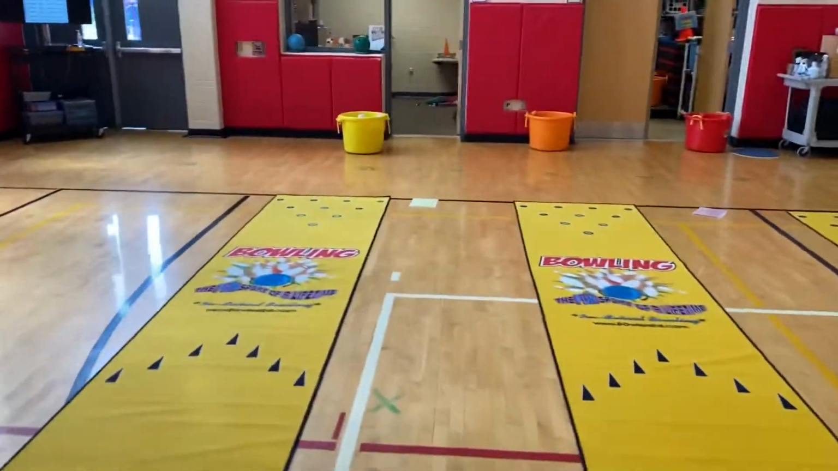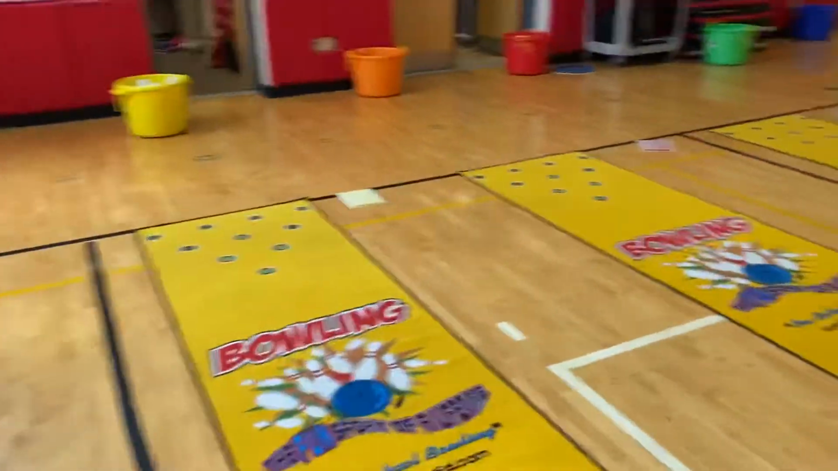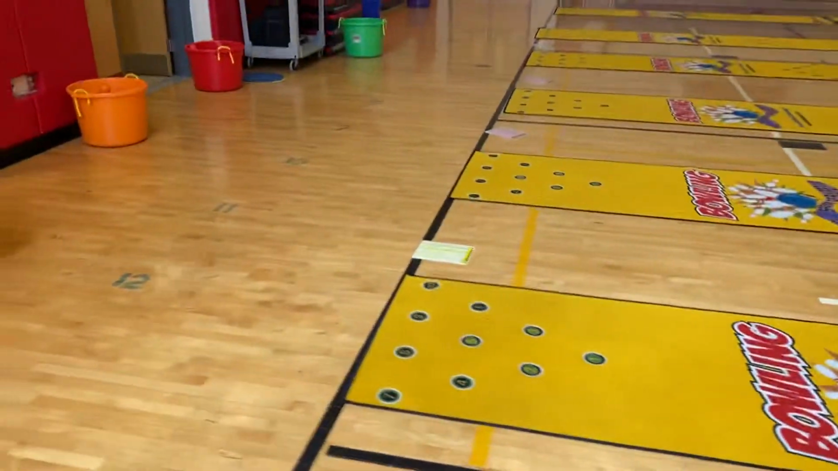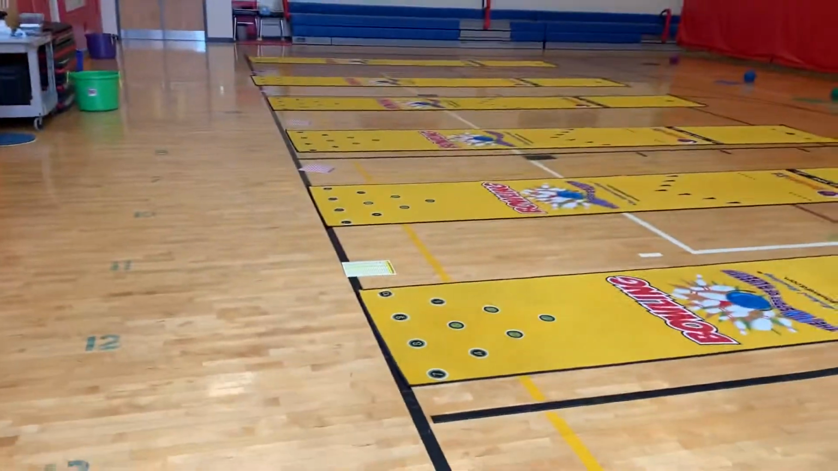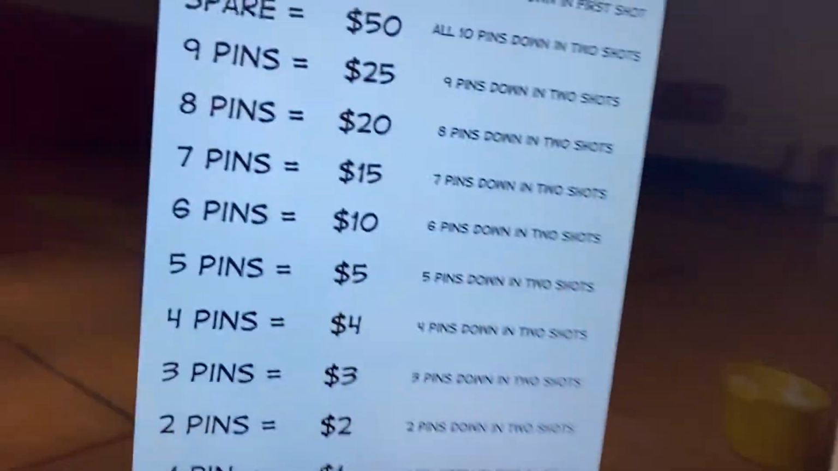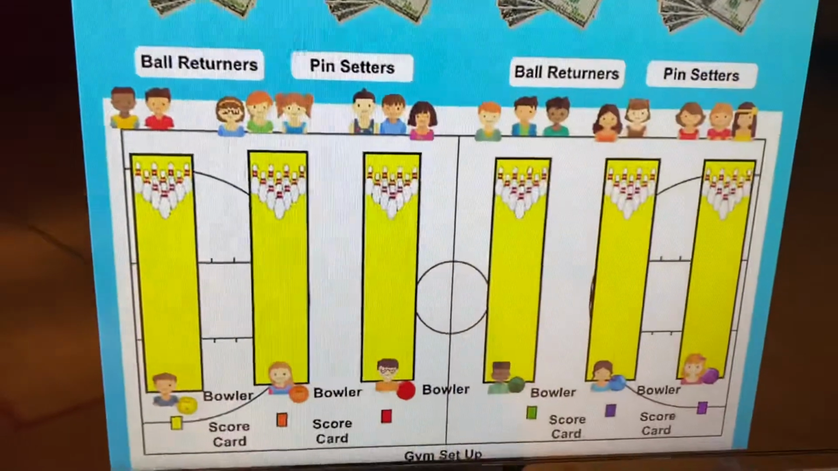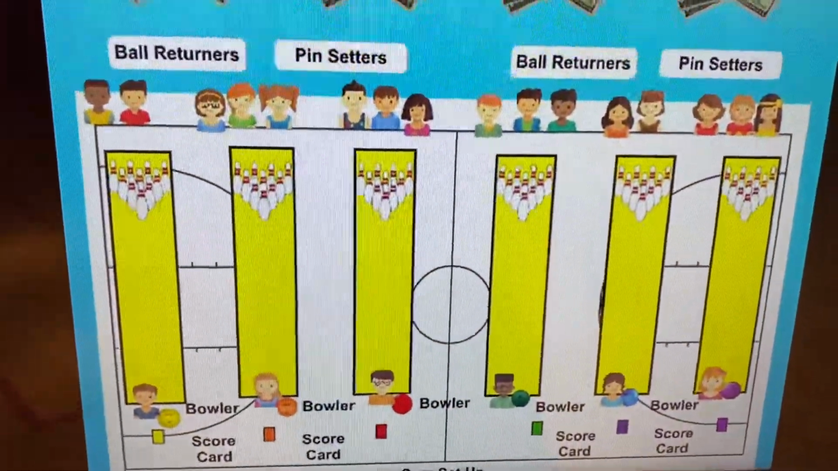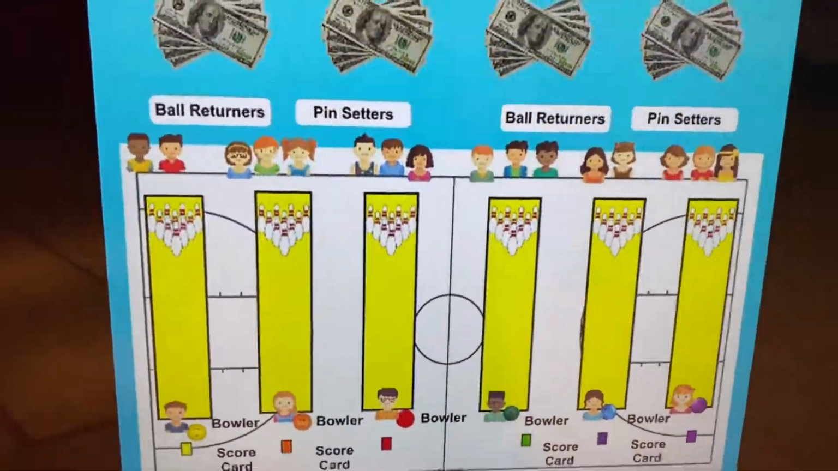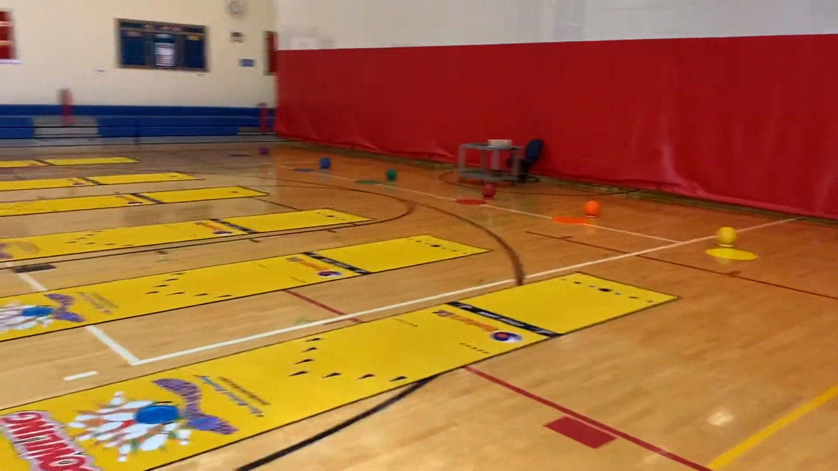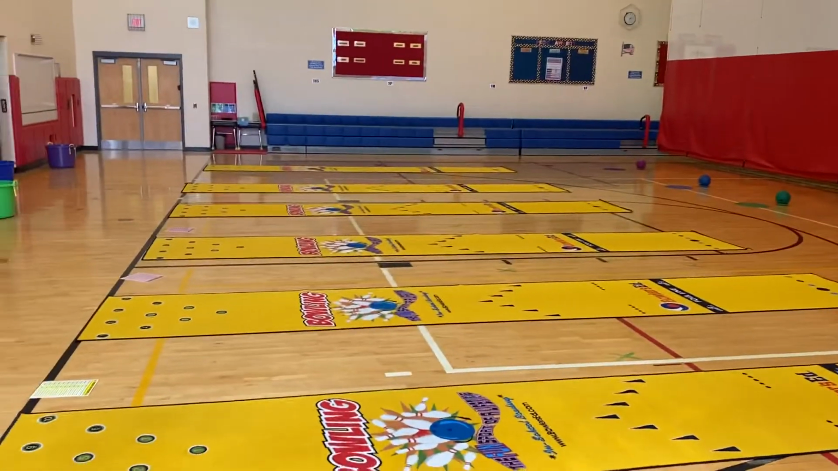So they're practicing that rotation of bowler, then they go to pin setter, then they go to ball returner. And you can see, let's see up here, scroll back. That's kind of how it looks. The ball returner and pin setter are kind of down at one end of the gym, and the bowler obviously down at the other side. So we call this bowling for dollars.